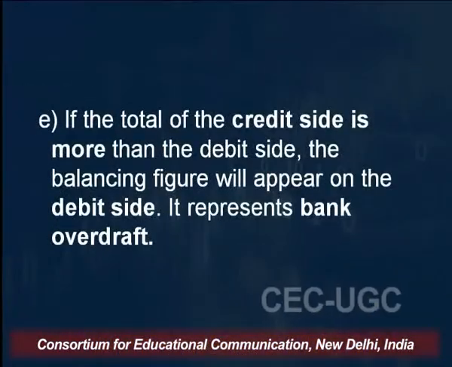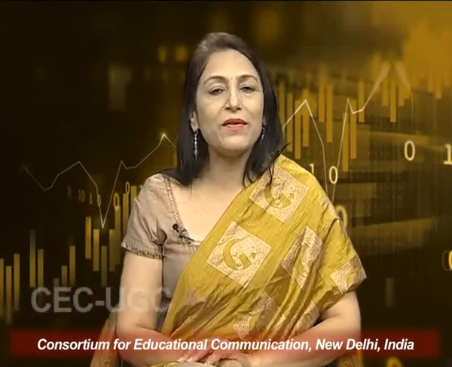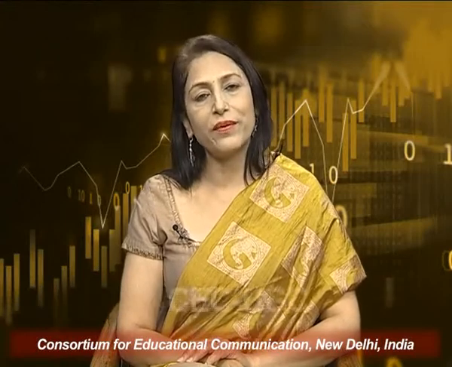Now, this balancing figure in the case of bank could be both: the debit side could be higher or the credit side could be higher. Which means we may have a bank overdraft facility, though this cannot be true for cash. In cash, only the receipt side would be higher. We can never pay more than what we received, right? So, this is how all the steps are followed one by one to prepare the receipt and payment account.